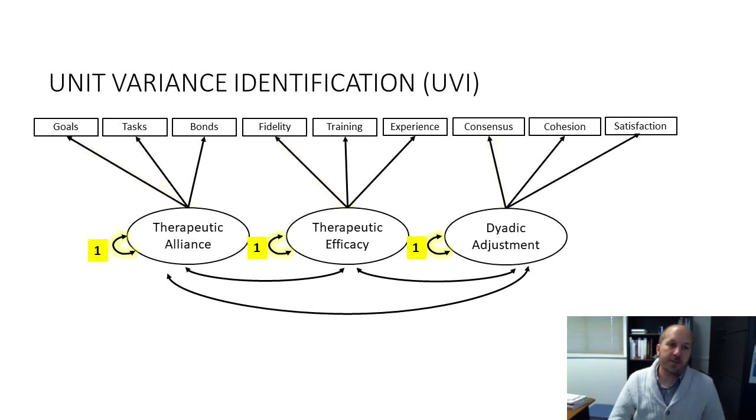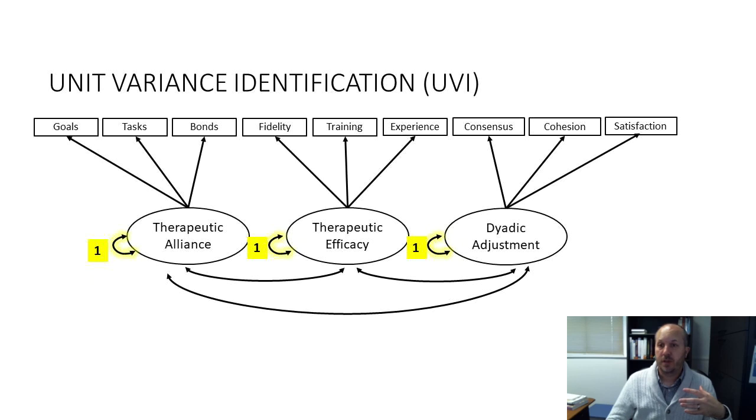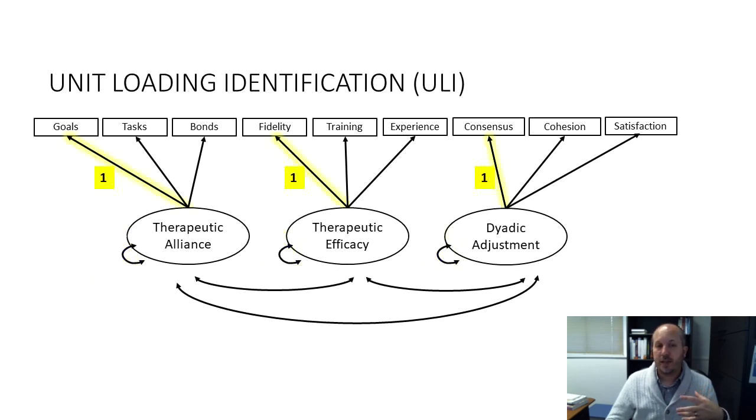And then here's the unit variance identification, where all of the manifest variables, all of the indicators, are set to freely estimate, but then the variance for each latent variable is set to 1. So again, ULI, UVI. I'm going to toggle back and forth between these so you can see the difference. And again, ultimately, it's not going to make any real difference in how it will look. It's just two different ways to set the scale. ULI is the default in Mplus.